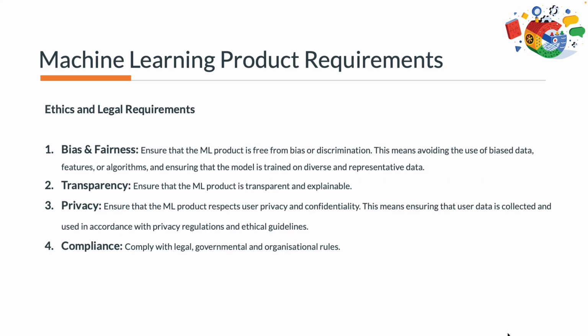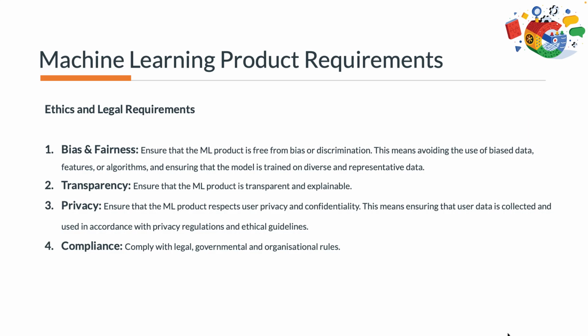The last requirement is ethics and legal requirements. There are 4 areas you have to have in mind. First is bias and fairness. Ensure that the machine learning product is free from bias or discrimination. This means avoiding the use of biased data, features, or algorithms, and ensuring that the model is trained on diverse and representative data.